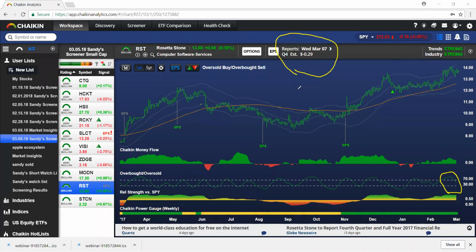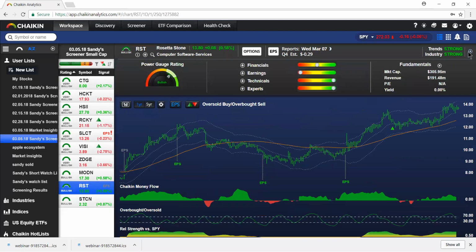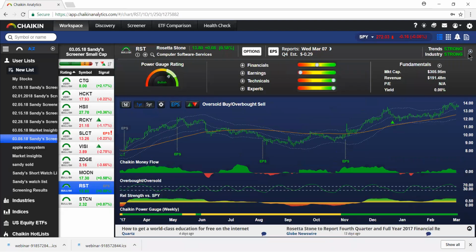So let's delve into this a little bit deeper. I'm going to clear that out. And I would do that by going way over here. This gives me the drop down menu for the Power Gauge rating. Because this is reporting earnings tomorrow, I want to know what the earnings component says, and it's not good. It's very bearish, right?